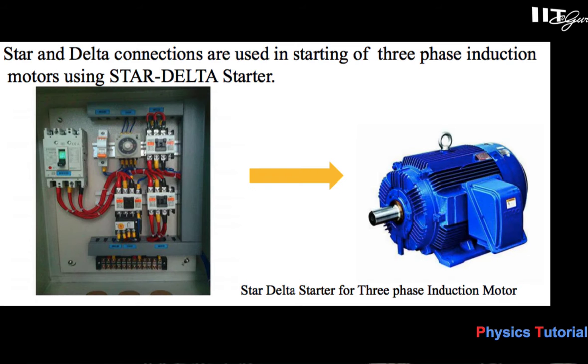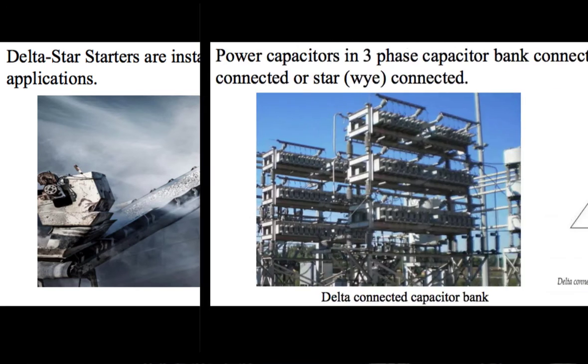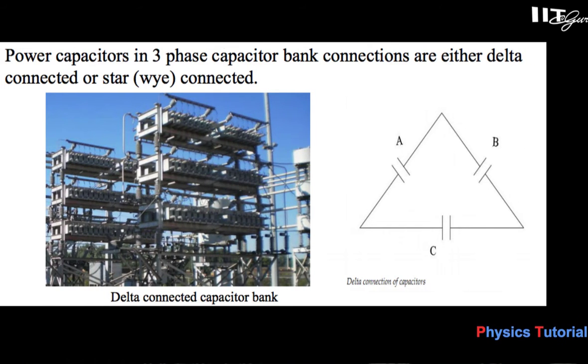The star and delta connections are also used in starting of three-phase induction motors using the star delta starter. Star delta starters are installed even in cement industries for high inertial load applications. Power capacitors in three-phase capacitor bank connections are either delta connected or star connected.